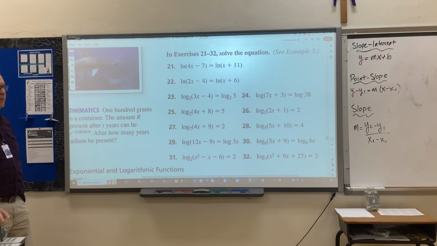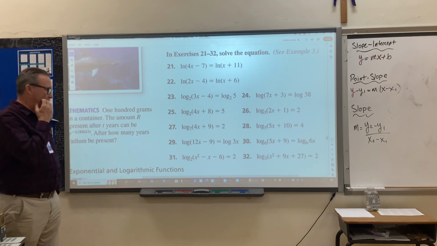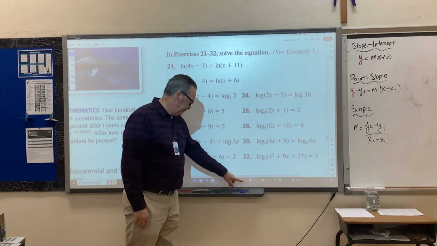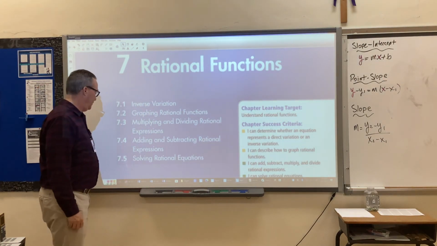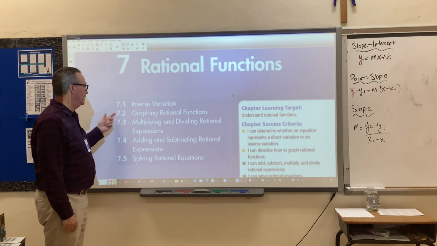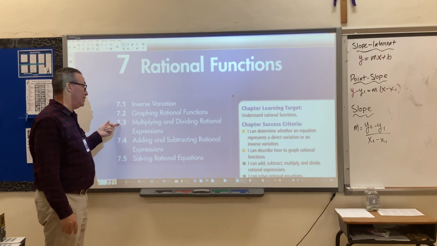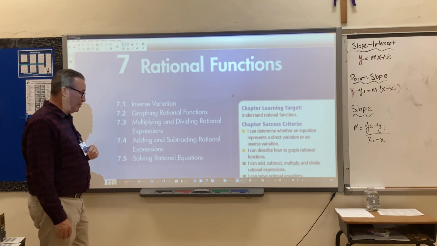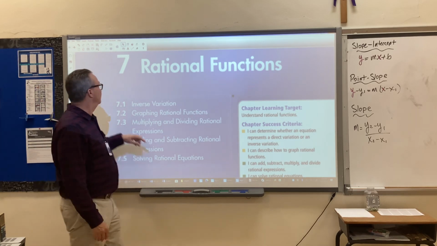I think we're done with transcendental functions. We're just going to have regular functions now. I think, as we look at 7.3, inverse variation, nah. Graphing rational functions, nah. Multiplying and dividing rational functions, rational expressions, that's probably pretty important. So let's make sure you do that.